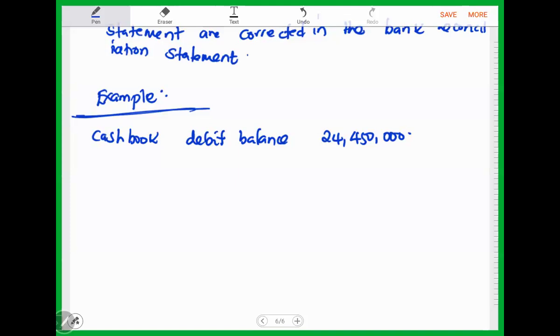So there is a balance which should indeed be shown as a payment. Therefore, we shall correct that in the cash book because it is an error which was committed in the cash book.